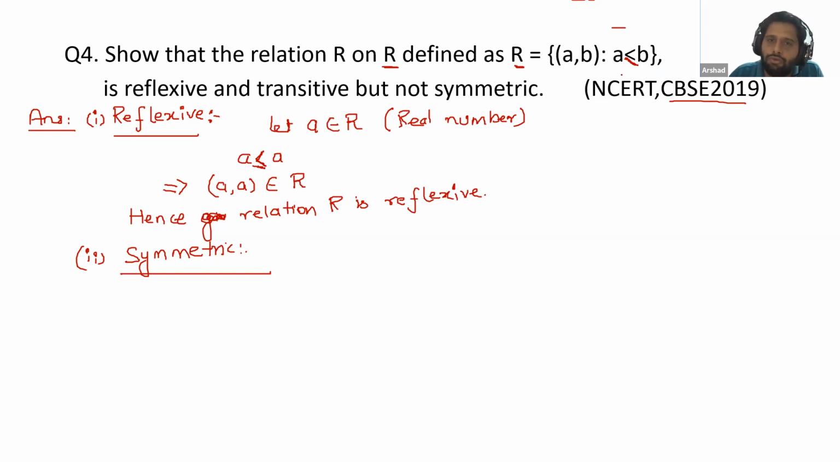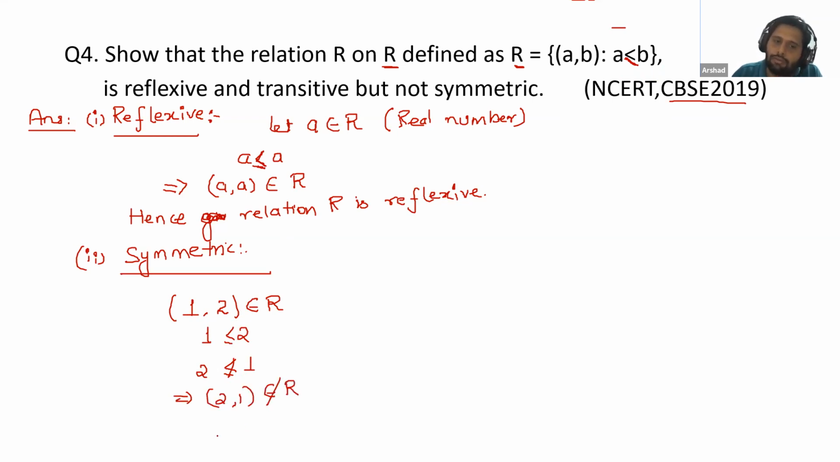A is less than equal to B. So you need to select the first value which is less than equal to the second value. We will take the example of Umair, which he has given. He has taken a very simple example: 1 comma 2 belongs to R. Very good. So this means 1 is less than equal to 2. But if you check, 2 is not less than equal to 1. So this implies 2 comma 1 does not belong to the relation R. Hence relation R is not symmetric.